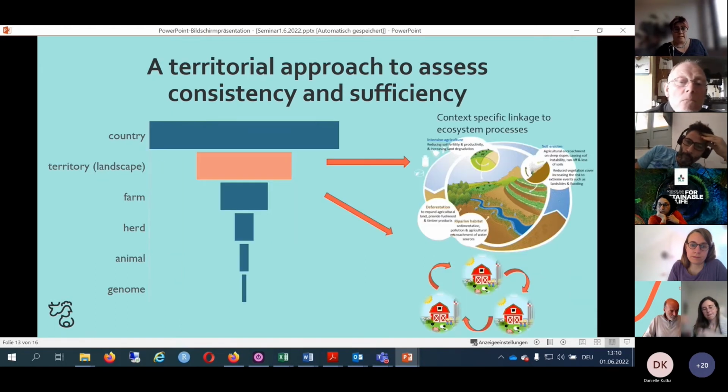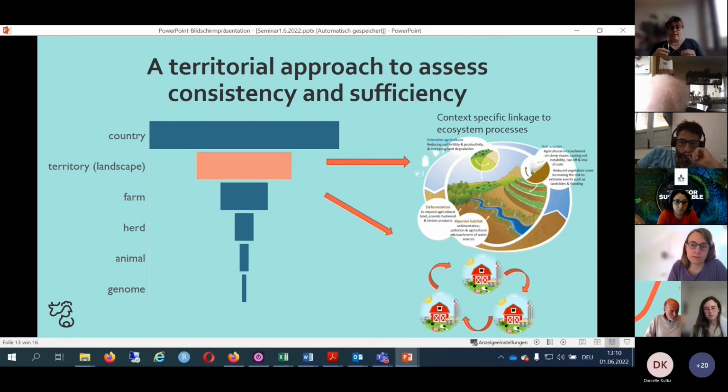So why is a territorial approach interesting? It's for two reasons. First, the territorial landscape approach is the approach where ecosystem processes that are relevant for agriculture play out. Water flows down from a mountain and it's not bounded to the farm, for example. And so it's really important to have a broader view to capture the ecosystem processes, and therefore, which will also allow us to link to the ecosystem services.